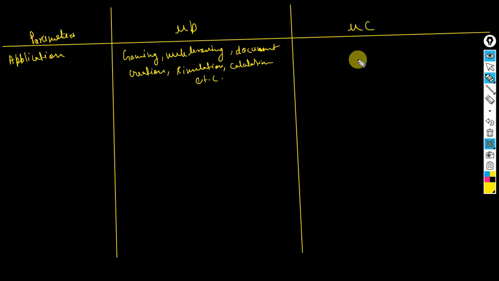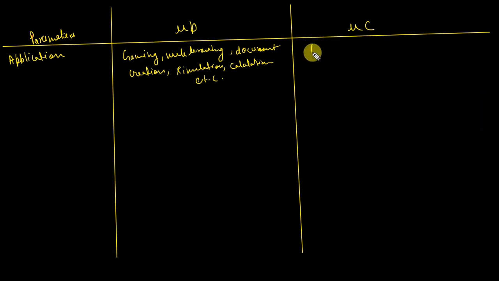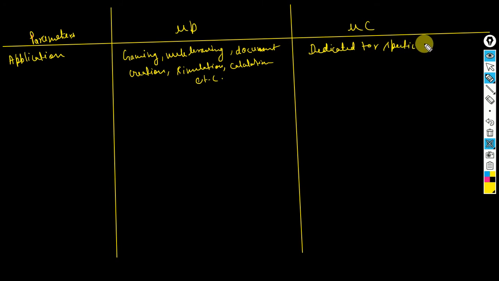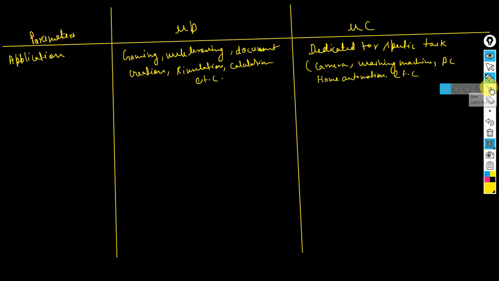Okay, and a microcontroller is basically dedicated for a specific task. For example, a camera, washing machine, air conditioner, and home automation, etc. Okay, these are the examples. Okay, next.